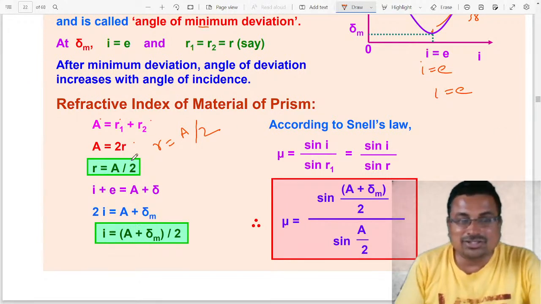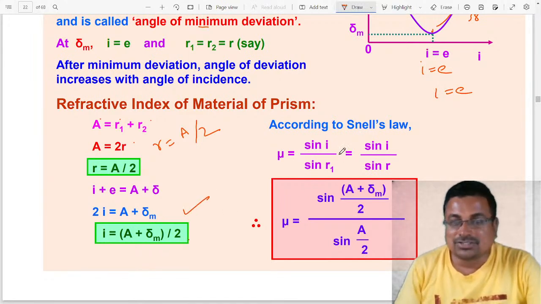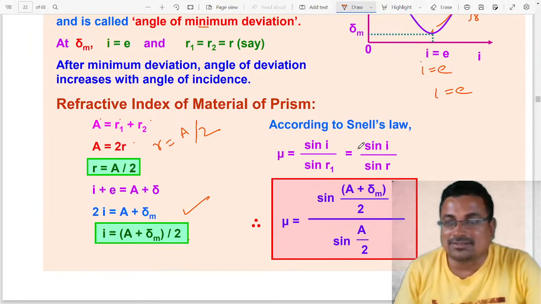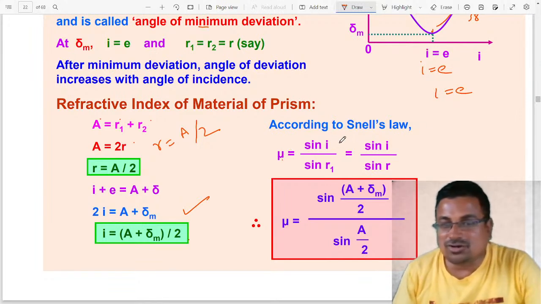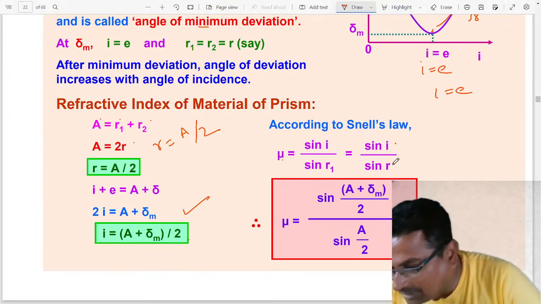So r is equal to A by 2. These both are equal, so i is equal to the angle of prism, the angle of deviation divided by 2. This is for the angle of incidence. Now this is Snell's law: refractive index is equal to sin i by sin r, the ratio of the sine of the angle of incidence to the sine of the angle of refraction.